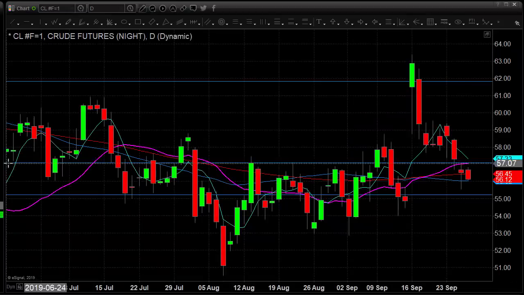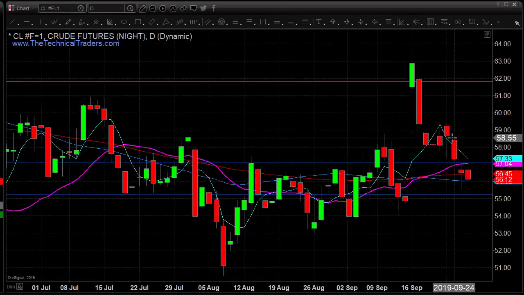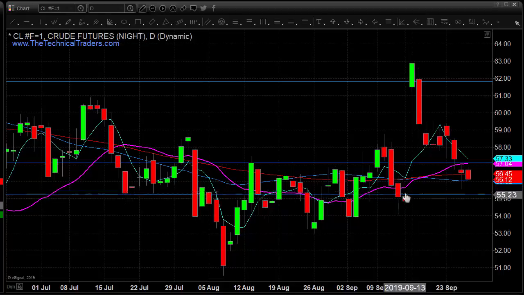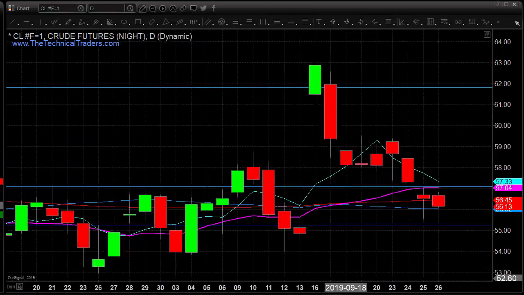Looking over at crude, down 0.6%, continues to move down with this bearish formation with the downside target more or less being around 55.50. And it's come all the way down and filled this gap, 100% gap fill. So that news-based gap did get filled.